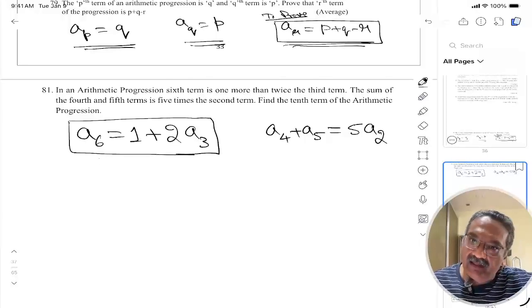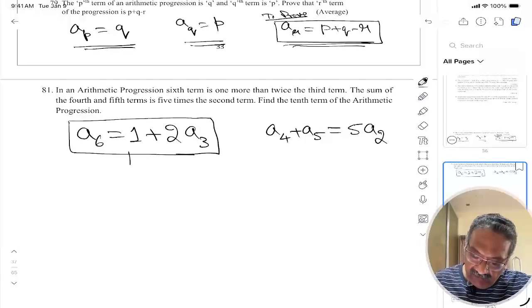We will reconfirm it. In an arithmetic progression, sixth term is one more than twice the third term. The sum of the fourth and fifth term, that is A4 plus A5, is 5 times the second term. Okay, we will simplify this.